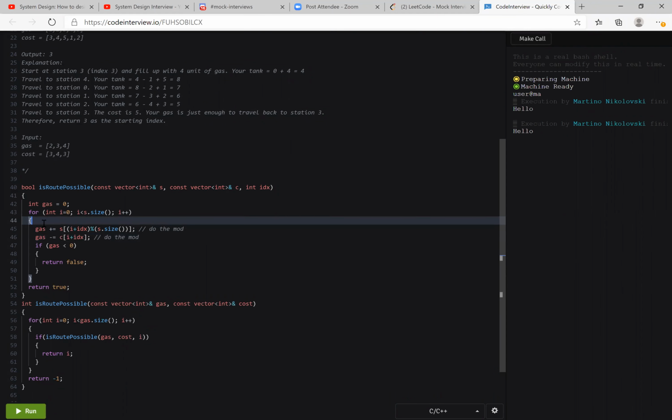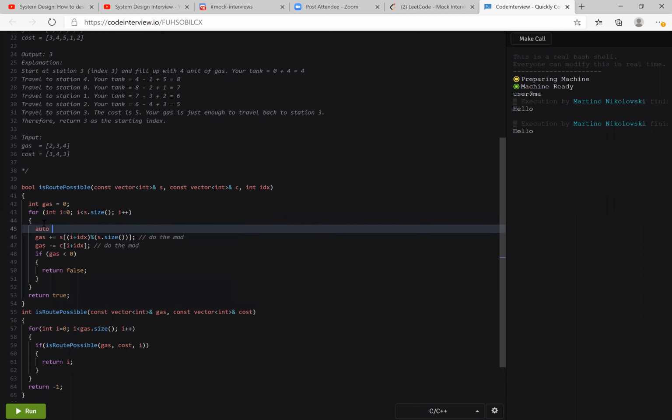I can do it here. Auto correct index, auto index is equal to... Control C. Okay.